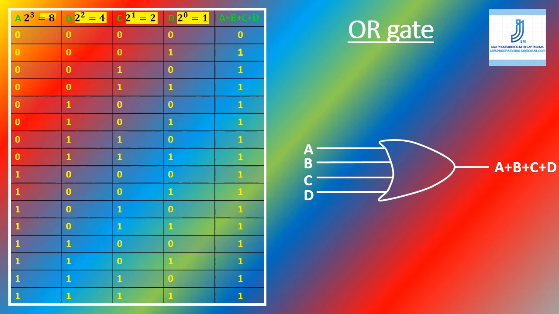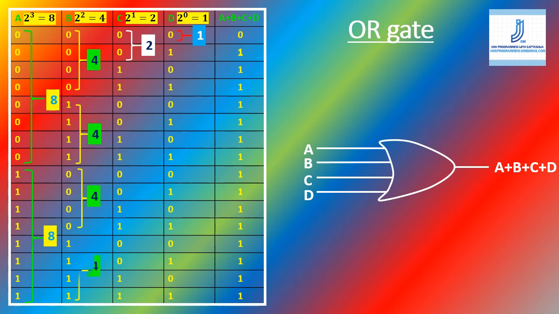Start from the right hand side input column. In this example, there are 4 inputs A, B, C, D. So start with the column D. Write down 2 to the power 0 equal to 1 beside D. Now go to the column C, write down 2 to the power 1 equal to 2. Now go to the column B, write down 2 to the power 2 equal to 4. Like this way, continue increasing the power of 2 as you go from the right hand side to the left hand side column.